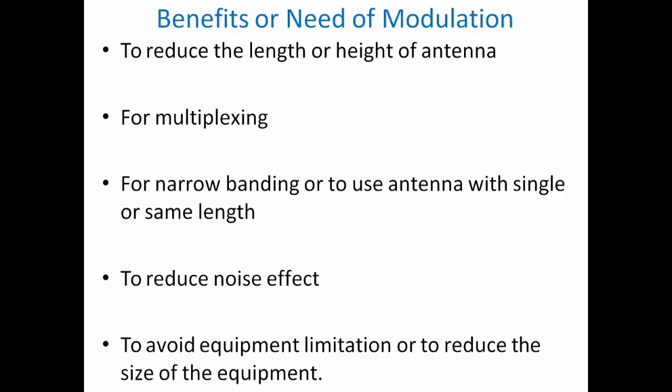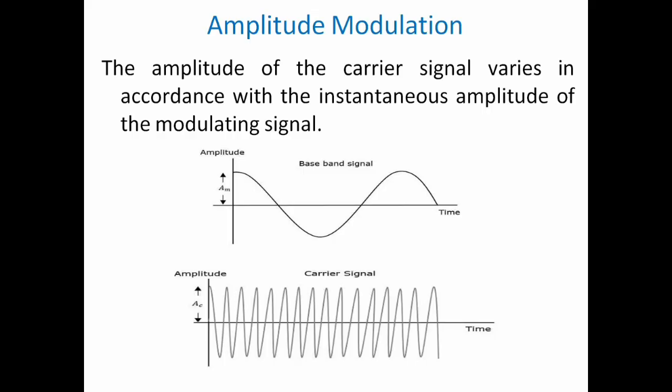The first one is AM, that is amplitude modulation. In amplitude modulation, the amplitude of the carrier signal varies in accordance with the instantaneous amplitude of the modulating signal. First we have the sine wave, which is the modulating signal. The second one is the carrier. We add these two signals, and the result is the final modulated signal.